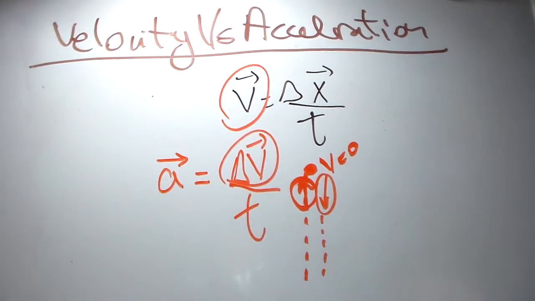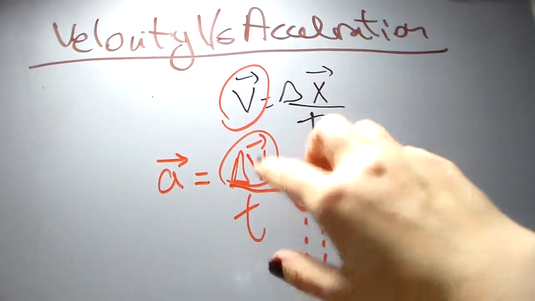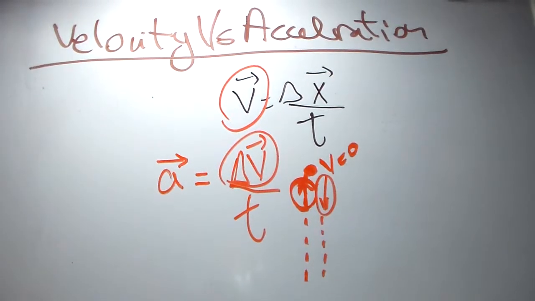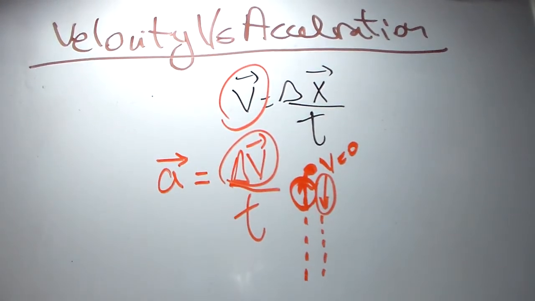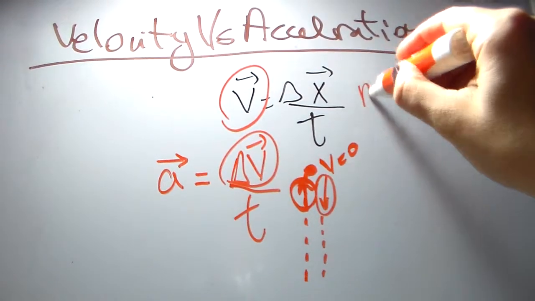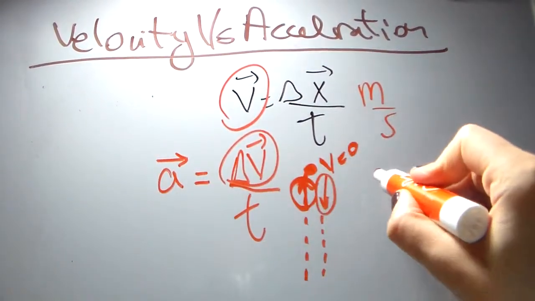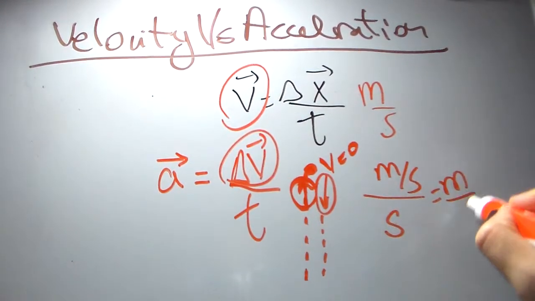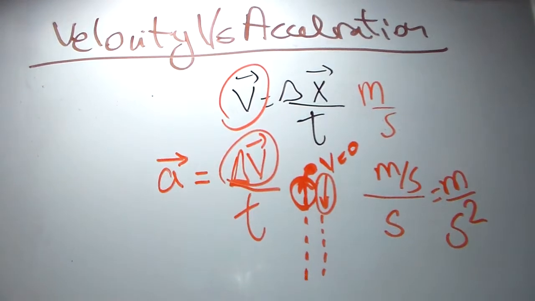Obviously, the harder you push, the less time it takes, so the faster the velocity is going to change, and the higher the acceleration is going to be. So this is the definition of acceleration. Like I said, it's not velocity per time, it's change in velocity per time. Velocity's unit in the SI system is meters per second, hence acceleration's unit is going to be meters per second per second, which gives us meters per second squared.